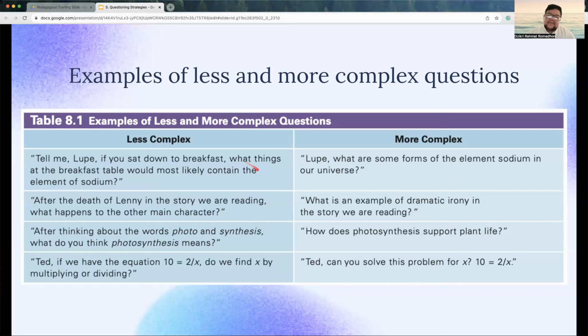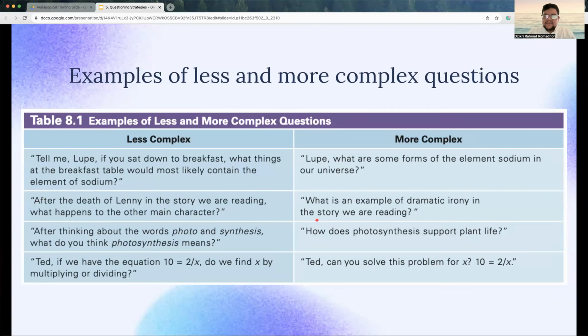Second one about the less complex. For example, after the death of Lenny in the story we are reading, what happened to the other main character? This is only one stage, one linear story. So after this, what happened? This is simple because they have already read the book, and it could be answered according to their own memory.